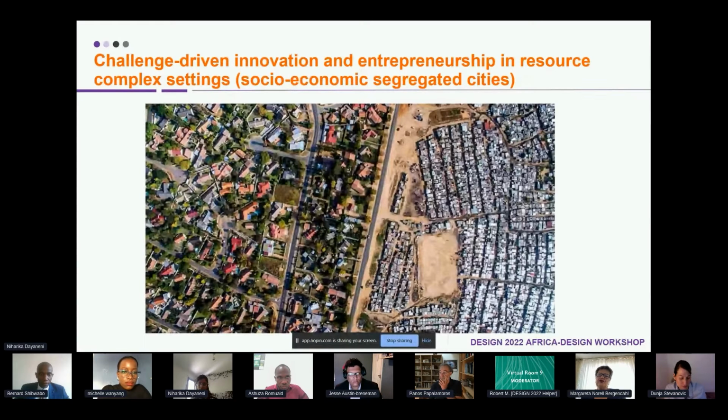We will give you two examples, one of which is the one that Susanne was very engaged in. It was a challenge-driven innovation and entrepreneurship in resource complex settings. And this is a drone picture of Johannesburg.